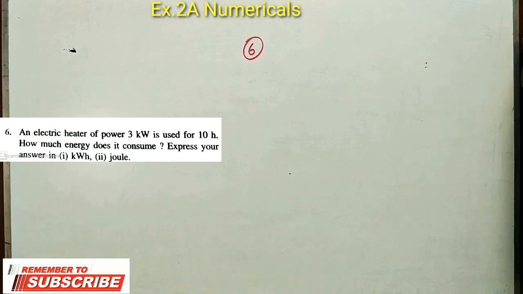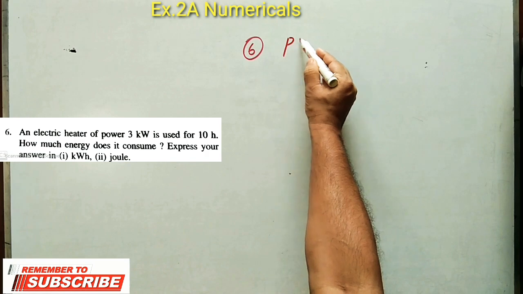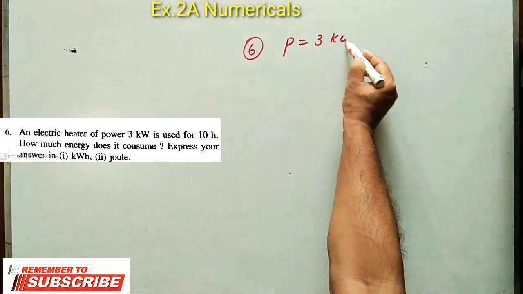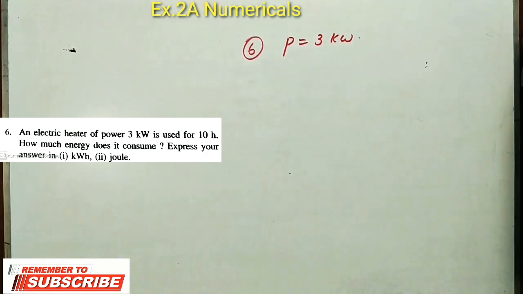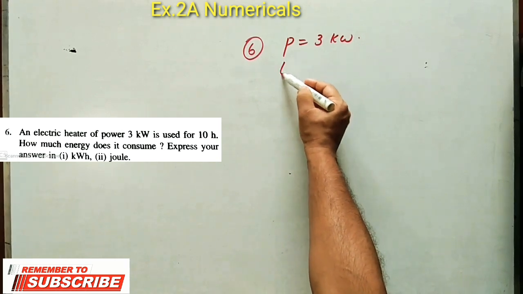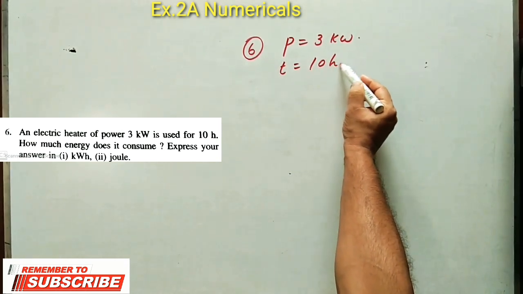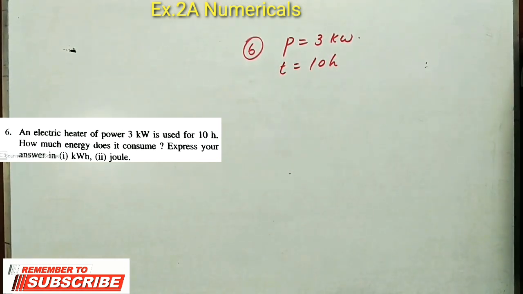The question number 6. An electric heater of power 3 kilowatt. What is the power given? P is equal to 3 kilowatt. Is used for 10 hours. What is the time given? Time is 10 hours. How much energy does it consume? Express your answer in kilowatt hour and in joule.